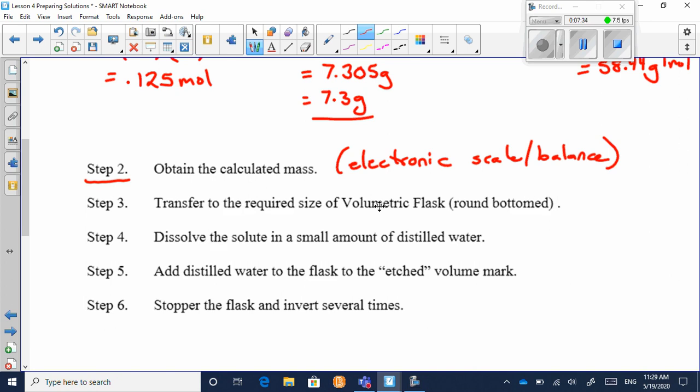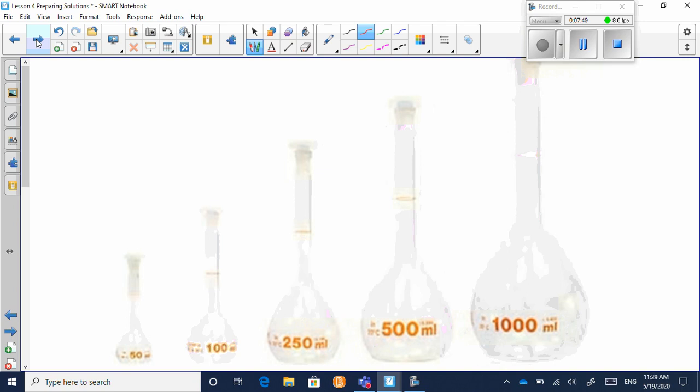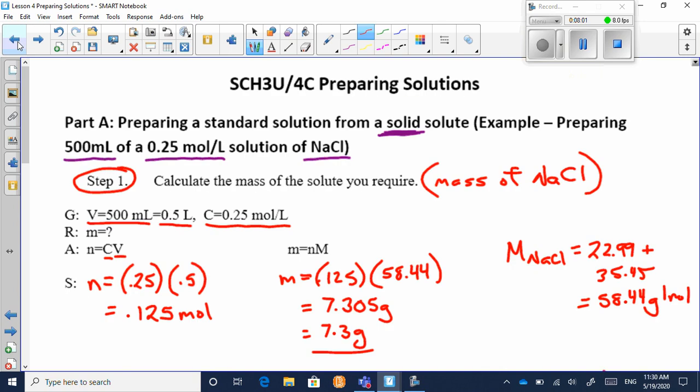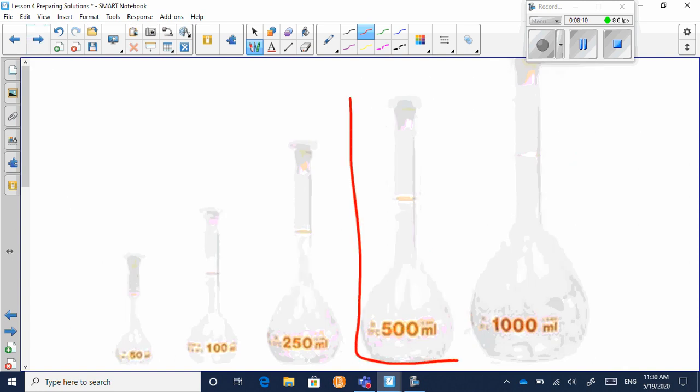Then what you do is transfer this mass into a volumetric flask. Now, these flasks are very specifically designed for this process of creating a solution. I'll just show you them. Here's what they look like. They have these skinny necks, and there's a different size depending on the amount of solution that you're making. In this case, we're making a 500 milliliter solution, so I would pick this one right here. I'd go to the cupboard, where you have all different sizes. So that's the volumetric flask.